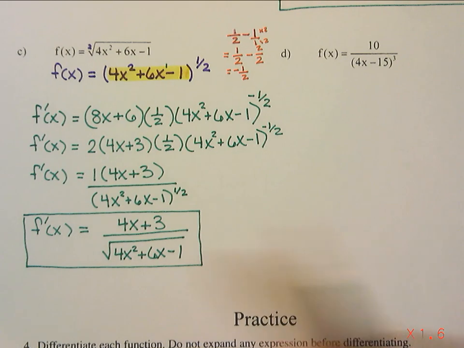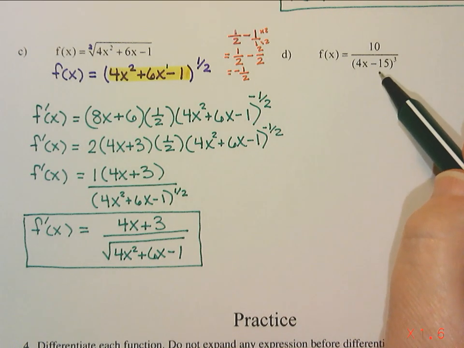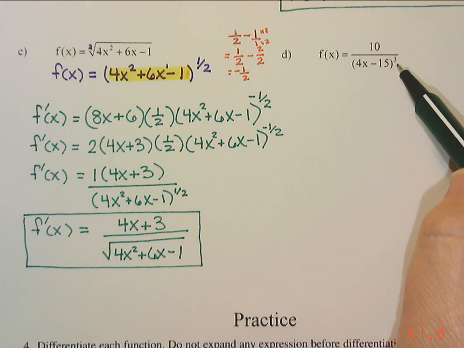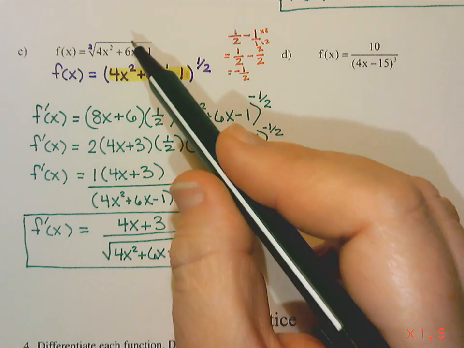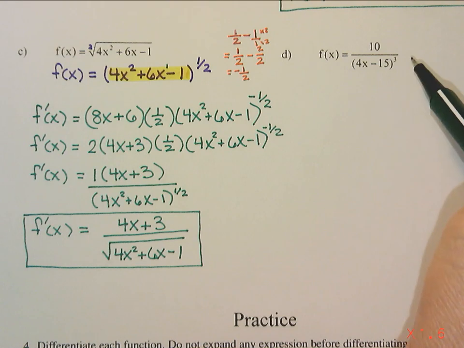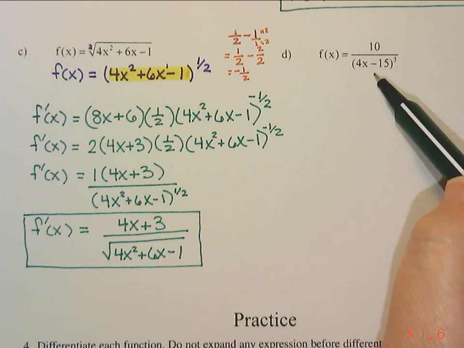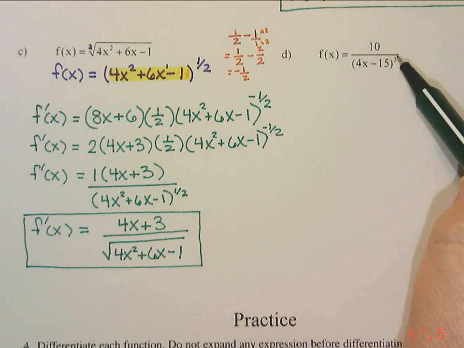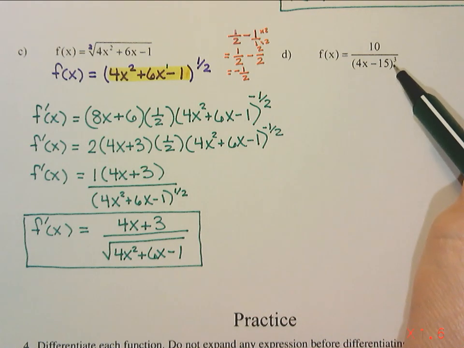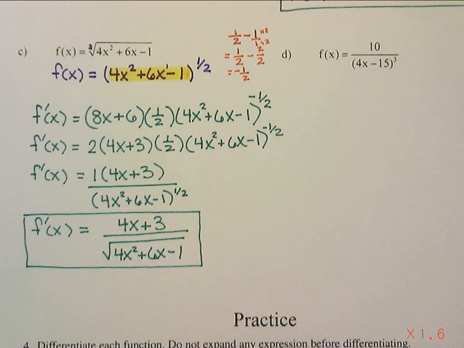So our next one says f of x is 10 over, or divided by, 4x minus 15 to the power of 3. So same situation as here, right? I don't currently know what to do with fractions. So we haven't really talked about how do I take the derivative of something when the variables are in the denominator, but I can use a negative exponent to get that up into the numerator so that I can take the derivative using the chain rule that we just talked about.